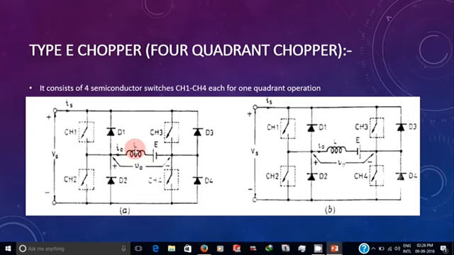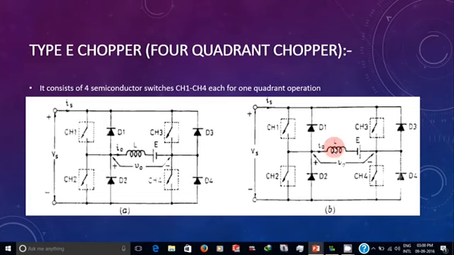When CH2 is made off, the energy stored in the inductor makes the potential at the inductor, VL, larger than Vs. Due to that, diodes D1 and D4 will get forward biased, and the current will flow from the load to the source through D1 and D4. This is the second quadrant operation.